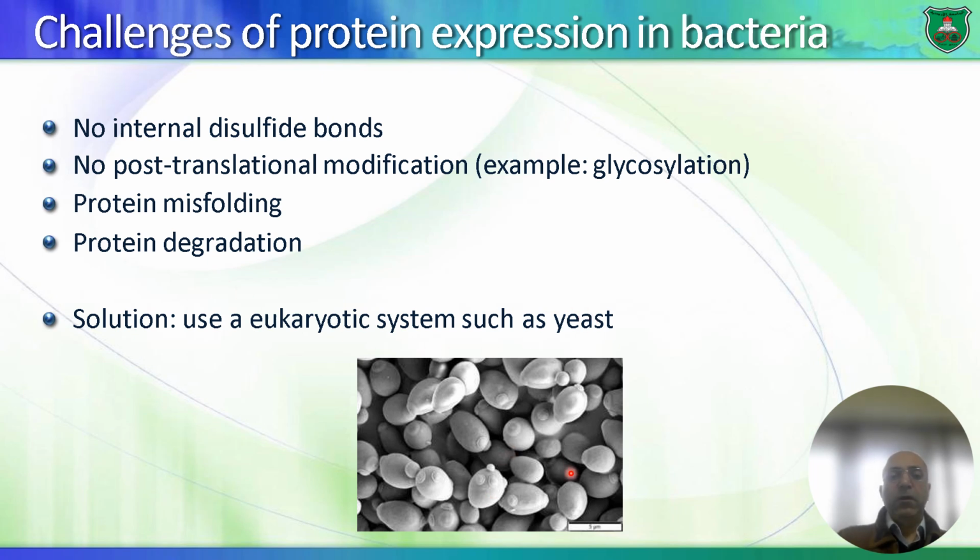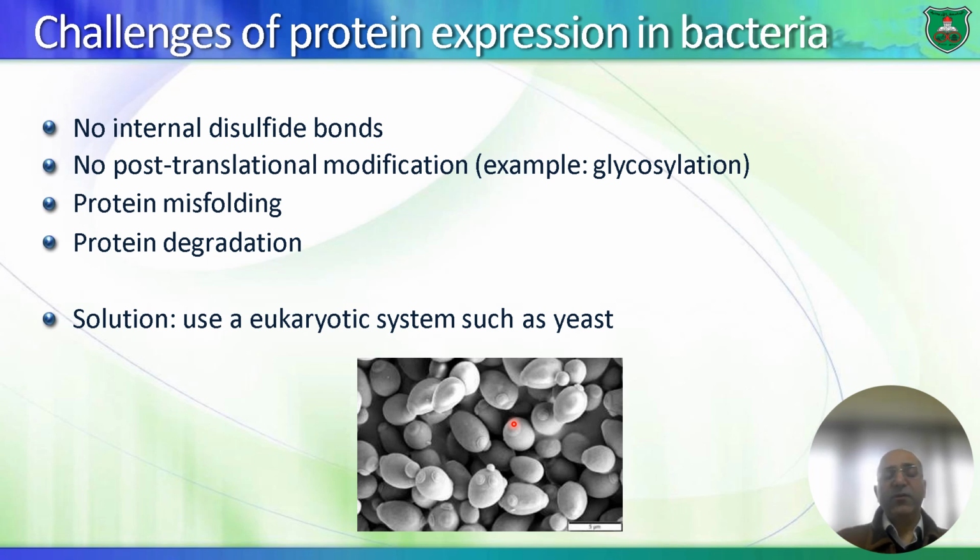Yeast cells are single cell organisms. They are eukaryotic systems, so they do what human cells do in general. And they grow fast. And we can insert plasmids inside them.